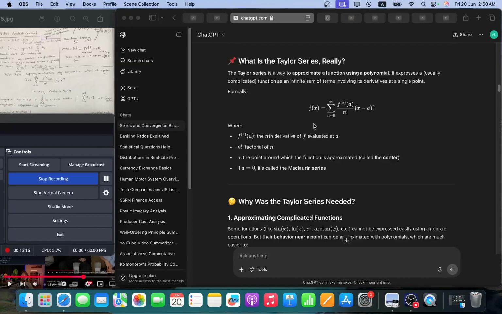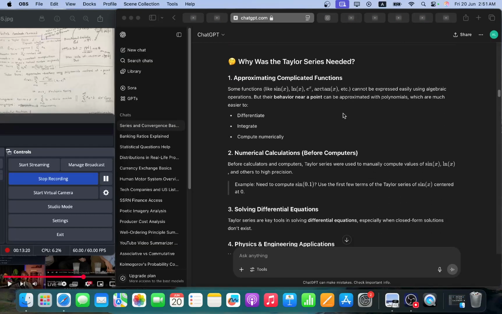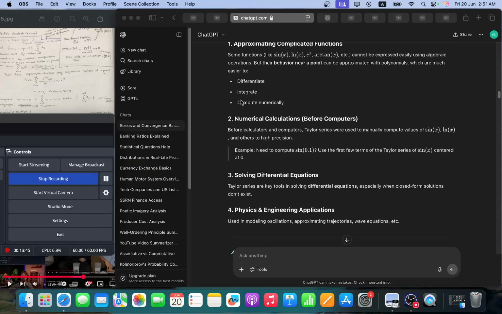Again, this is a Taylor series, and we have gone through this. Why was Taylor series needed? To differentiate, integrate, and compute numerically. So approximating complicated functions: some functions like these cannot be expressed easily with algebraic operations. By the way, what is the definition of transcendental functions? Transcendental functions transcend algebra. That's why they're called transcendental functions.